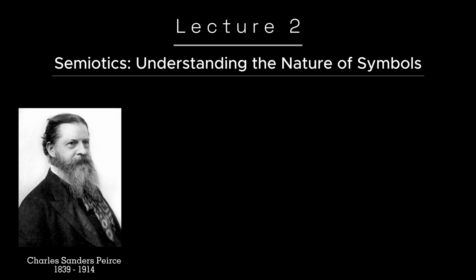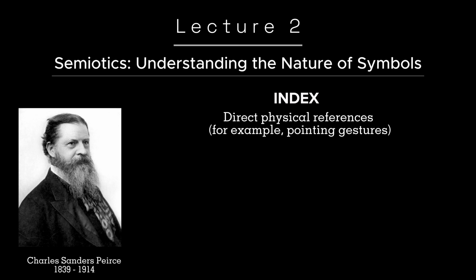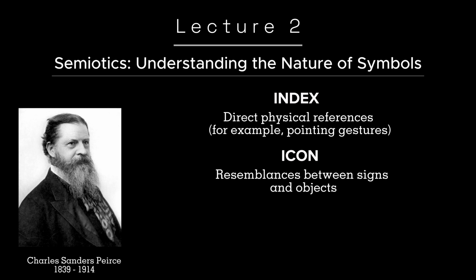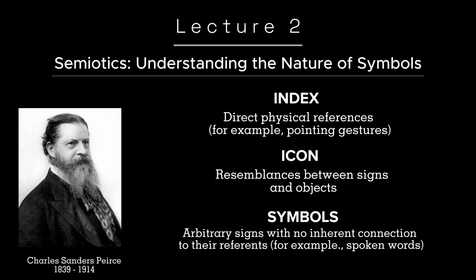According to his framework, there are three categories of signs. Indices: direct physical references, for example, pointing gestures. Icons: resemblances between signs and objects. Symbols: arbitrary signs with no inherent connection to their reference, for example, spoken words.